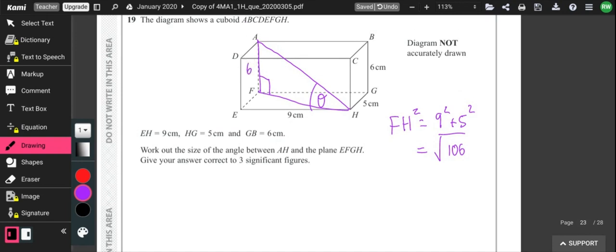So we can draw a new triangle here where we have theta, root 106, and 6 is the opposite there. So we're going to use tan theta is equal to 6 over root 106. Theta is shift tan of that. So we're going to do shift tan of 6 over root 106. And that's 30.2 degrees.